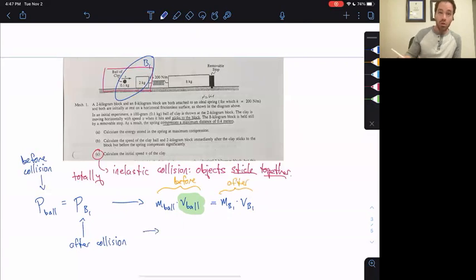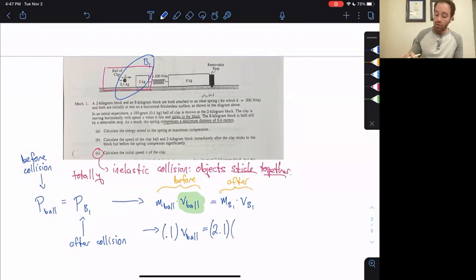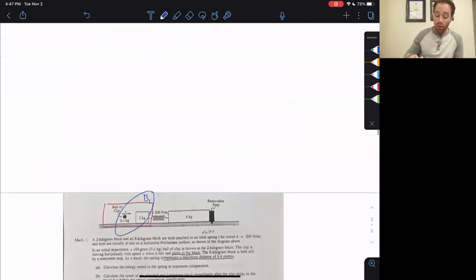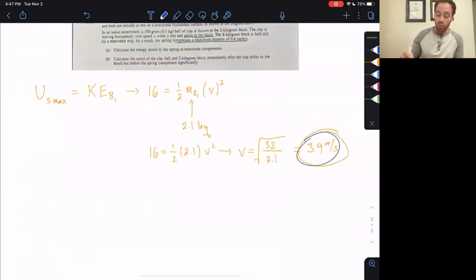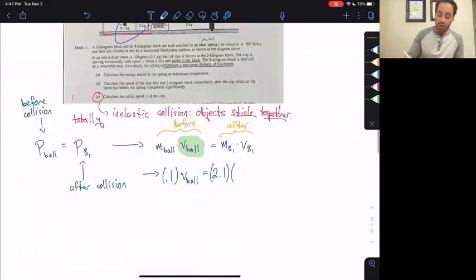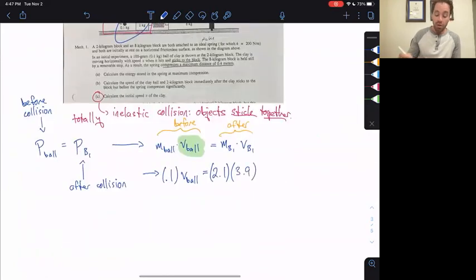Now let's put in what we know so that we can solve for what we don't. The mass of the ball is a known quantity. It's 0.1 kilograms. The velocity of the ball is the thing we want to solve for. So we don't know it yet, but we will soon. The mass of B1 is 2.1 kilograms. And the velocity of B1, well, we don't know that, do we? Except we just solved for it. It's right up here. It's the 3.9. Because there's only one thing that we don't know, we can isolate it, and then we're all set.